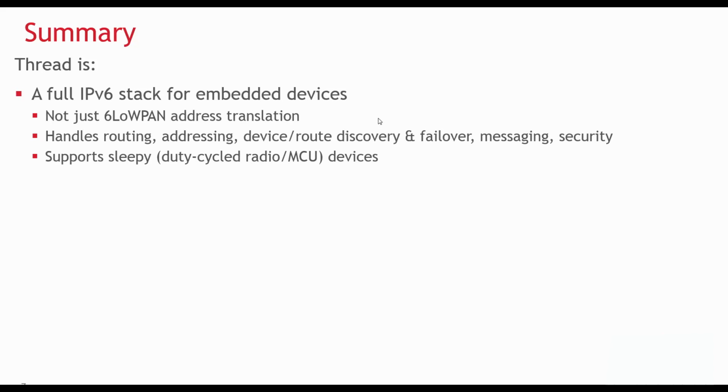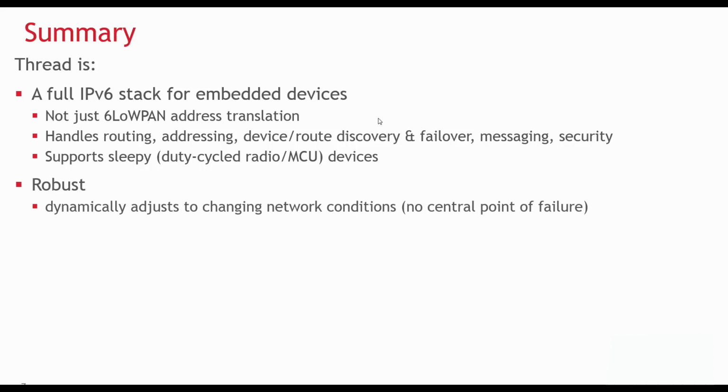So in summary, Thread is a full IPv6 stack for wireless embedded networking, offering more than just the 6LoWPAN address translation, but also proper in-mesh and off-network routing, addressing, discovery and failover mechanisms for devices and routes, inter-device and end-to-end security, basic unicast and broadcast messaging protocols, and support for duty-cycled battery-powered devices. Thread is also robust due to its ability to adapt to changing network conditions and its failover mechanisms, which work to avoid a single central failure point.